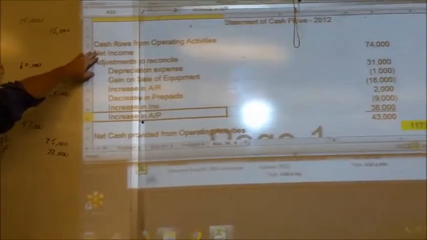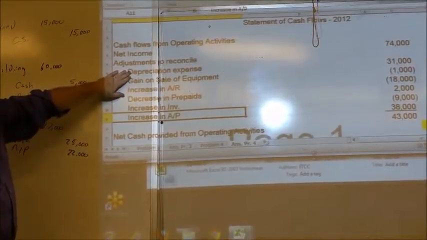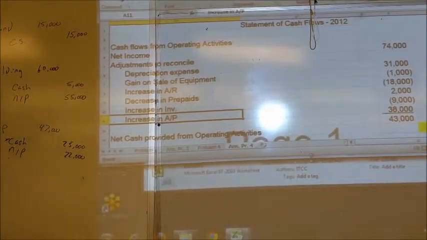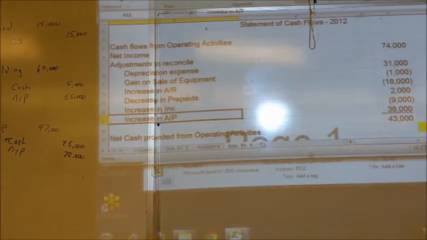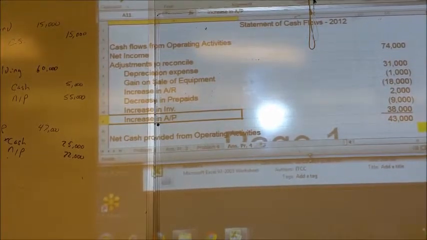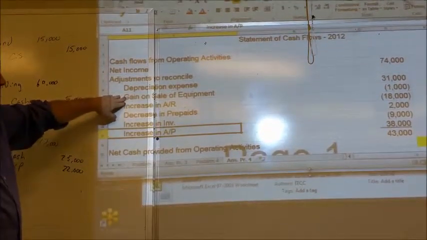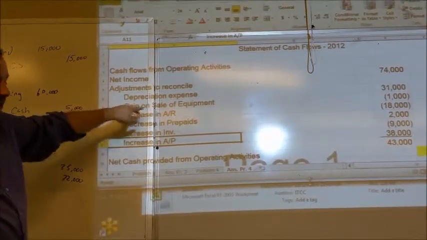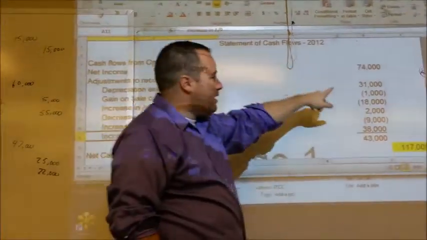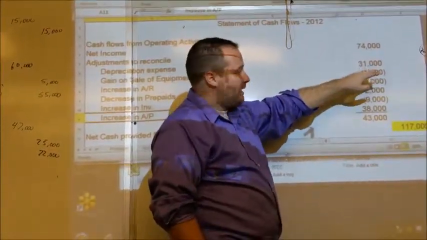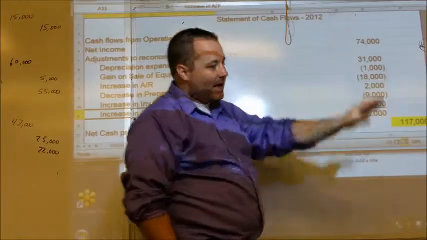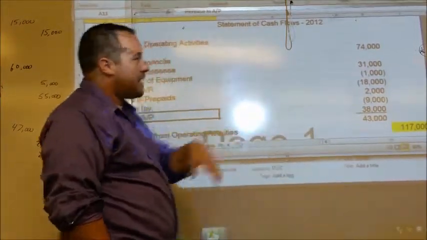Standard procedure here, start with net income, add in our depreciation from the income statement. Remember, we had a gain also on the income statement. A gain adds to our net income, but we didn't really get extra money, so we need to act like that's not there. Take that gain back off.